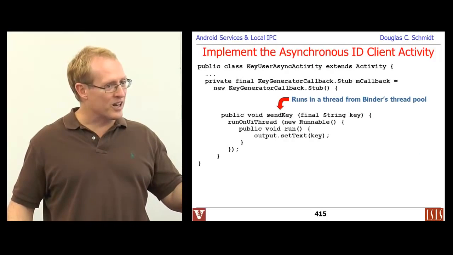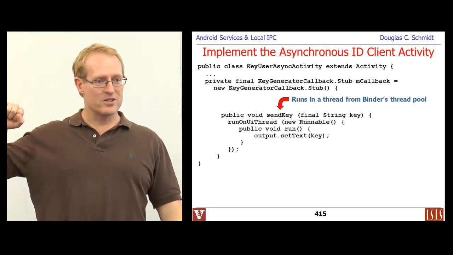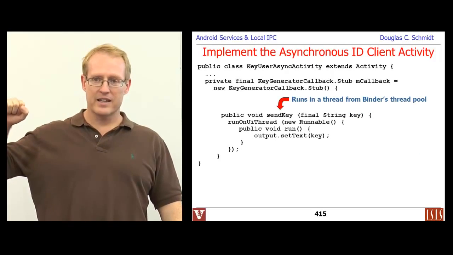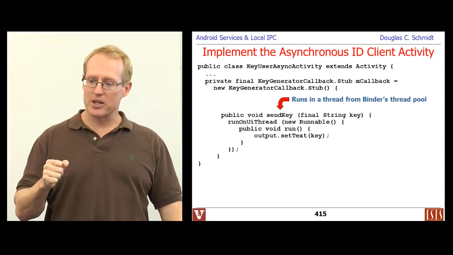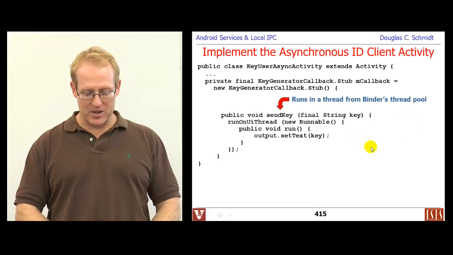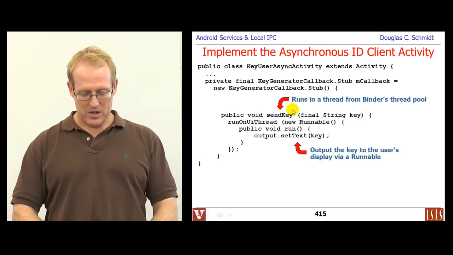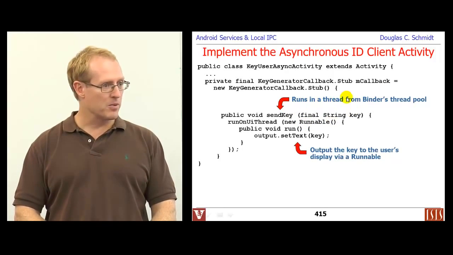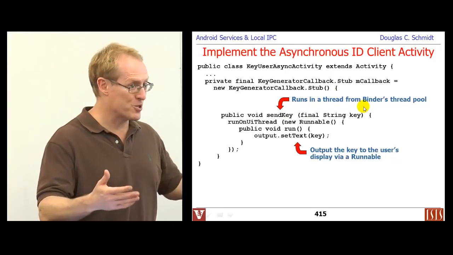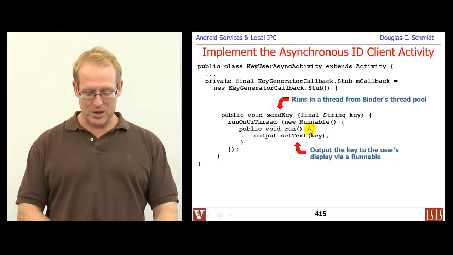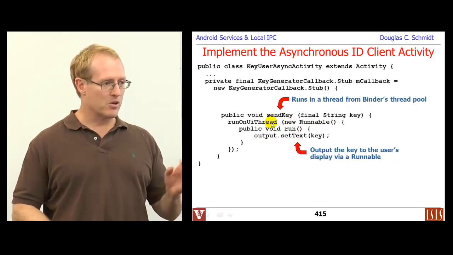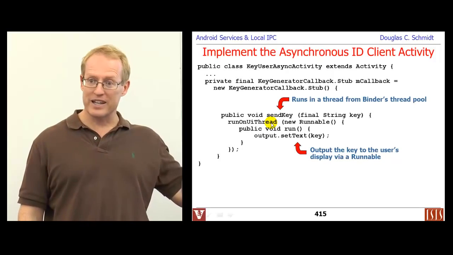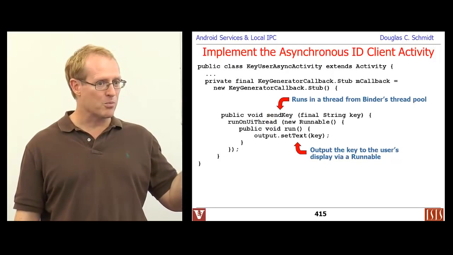And then at some point along the way, when the server service side calls send key on the callback object, that will end up causing this guy to get called back. So this guy's going to run in a thread from the activity binder's thread pool. And when he gets called back, he's going to go ahead and make a new runnable. Because remember, this guy's running in a separate thread now. He's not running in the main UI thread. He's running in a binder pool thread.